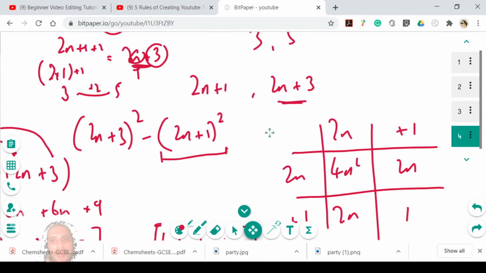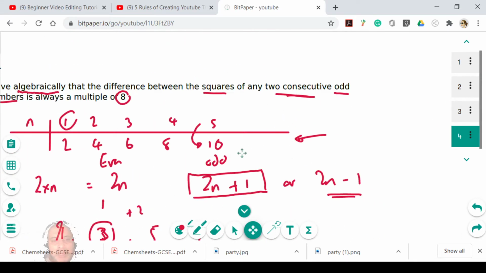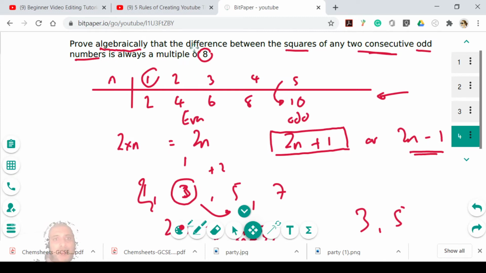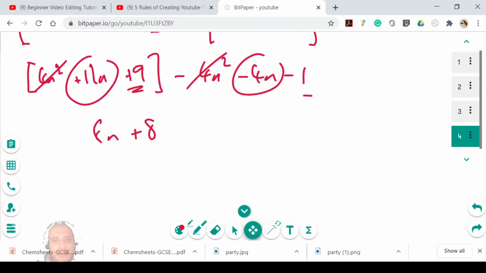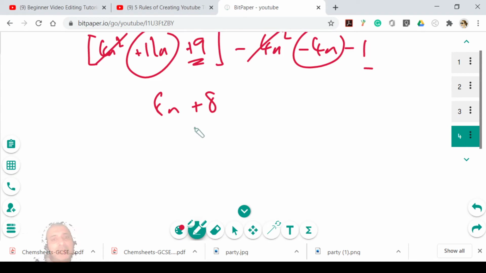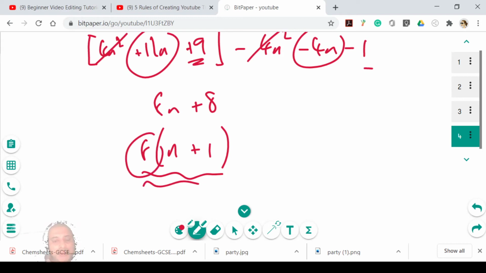If we look back at the question after all this working out, it says always a multiple of 8. So all I do now, coming back to this 8n plus 8, is I just factorise that by 8, n plus 1. That's it. This shows that no matter which number you pick, it's always a multiple of 8.